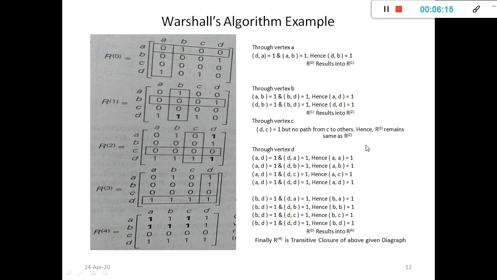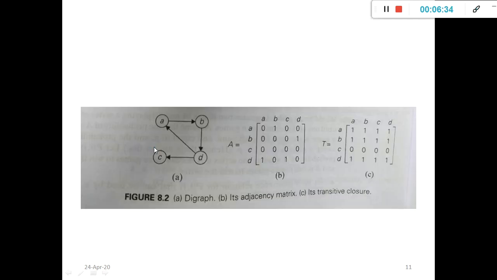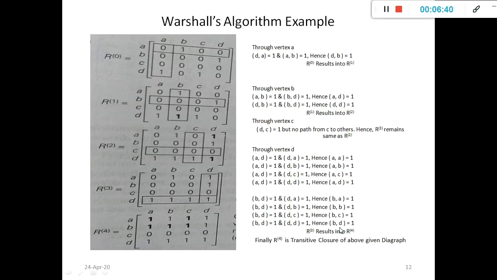Then let us see how Warshall's algorithm works. Initially you don't know what the transitive closure is, that's why you have to consider the adjacency matrix itself as the resultant matrix. Here in this example I consider the resultant matrix as R0, the transitive closure 0, equal to the adjacency matrix, like this.